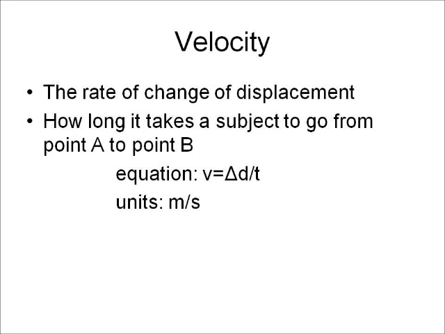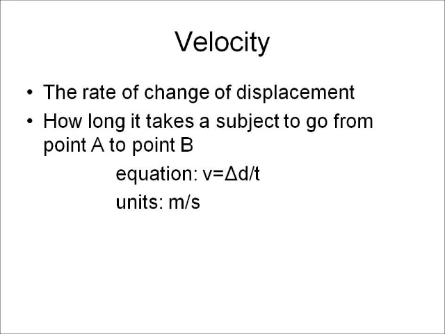So displacement and distance are different. Velocity is a vector quantity, which means it has a direction. So something has to go from point A to point B in order to have a velocity, meaning that if you're on a 400-meter track and you run a 400-meter race and you start and finish at the same point, your displacement would be 0 because you went from point A to point A. However, your distance would be 400 meters.